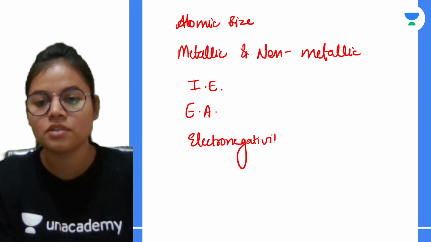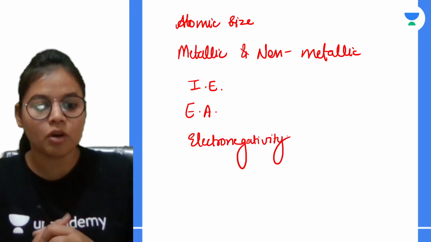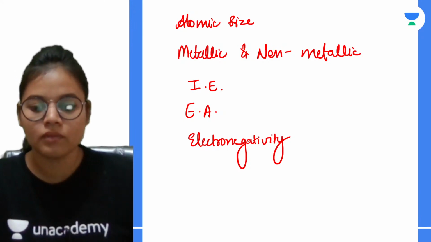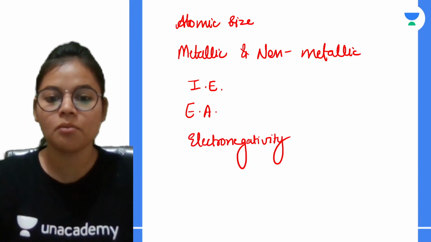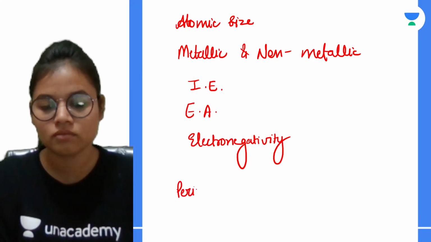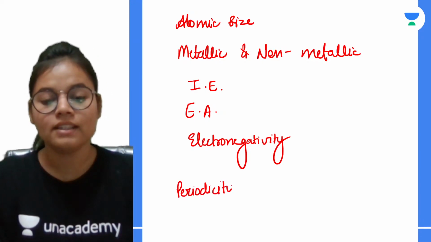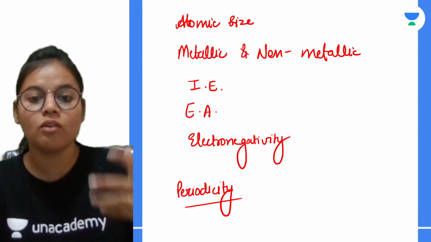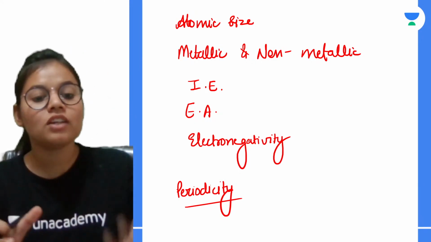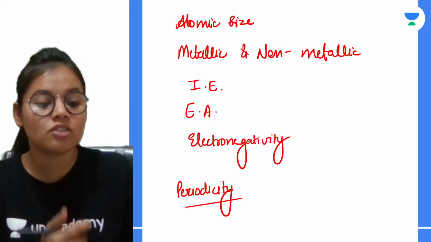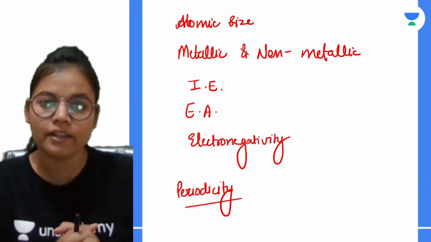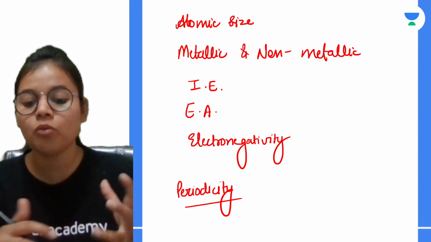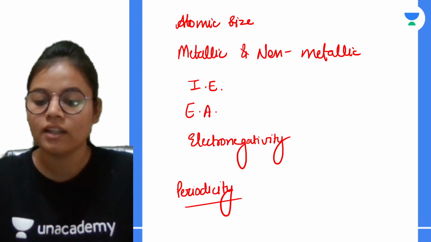Yeah, so these become 6 periodic properties that we will be discussing this term. After that we will study periodicity, that is, as we move across a period or down a group, how these 6 properties change, and also the reasons behind that. Why are they changing, are they increasing or decreasing, and what are the various things related to that.